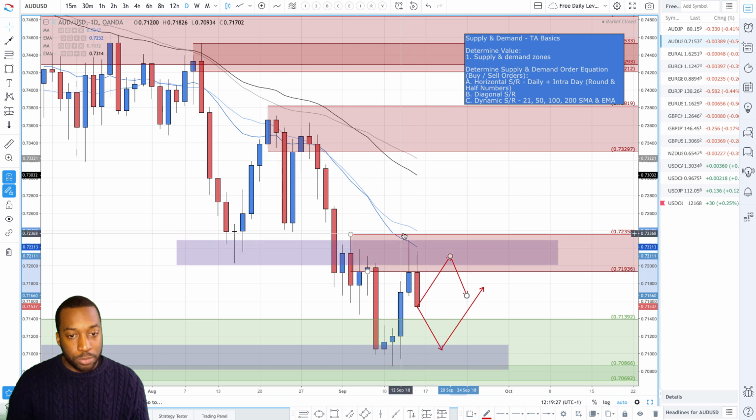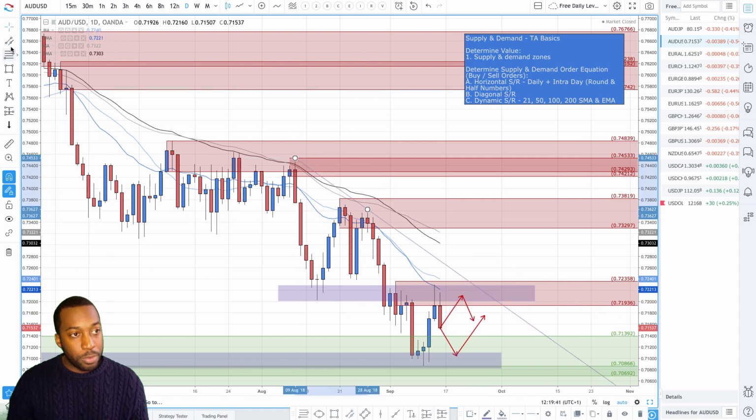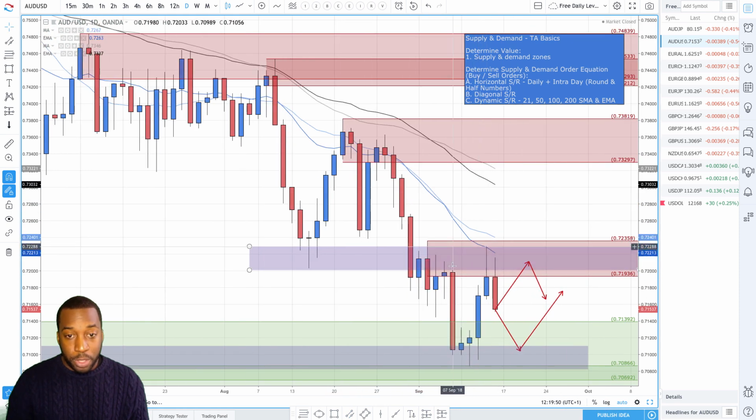And then we did react off of the 21 dynamic, and then support, or so I say resistance. Let's see if there was any. There wasn't any diagonal, but it's creating a diagonal resistance at the moment, so I wouldn't put that on there. So that is the Aussie dollar. Again, if you want to be a buyer, wait for price to come down into anywhere in this area here. If you're looking to be a seller, that'd be the first area to look to try and get short.